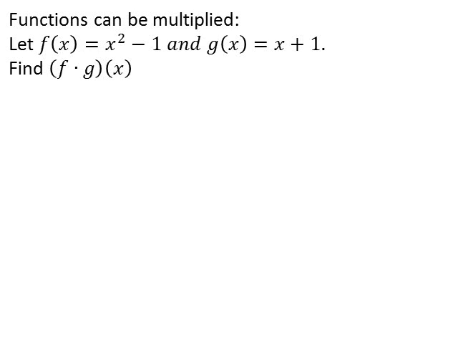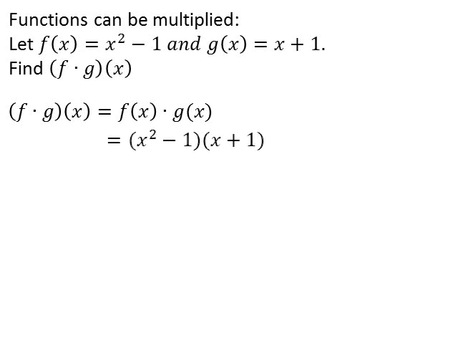Something else we're going to do with functions is multiply them together. So if I have f of x is x squared minus 1, and g of x equals x plus 1, and I want to find f times g of x, same trick. That's going to be f of x times g of x. I put them in parentheses again.